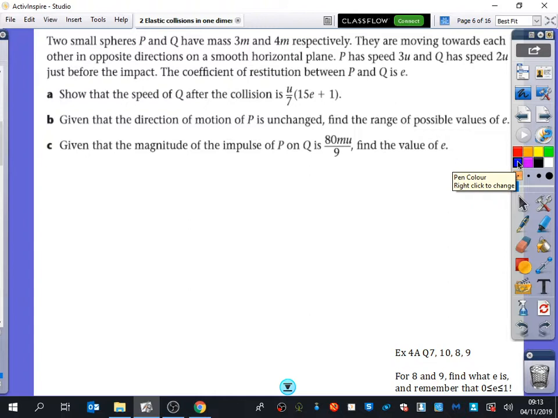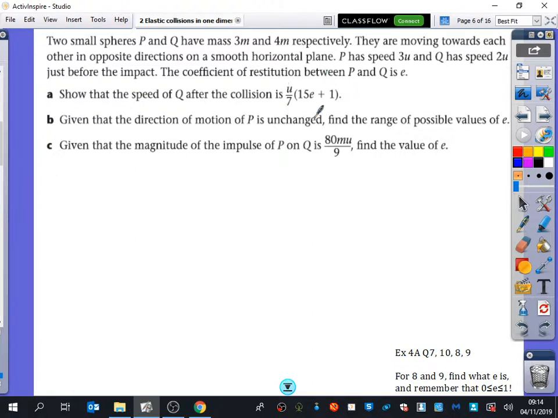Two small spheres P and Q have masses 3m and 4m respectively. They are moving towards each other in opposite directions on a smooth horizontal plane. P has speed 3u and Q has speed 2u just before the impact. The coefficient of restitution between P and Q is e. Show that the speed of Q after the collision is u over 7 brackets 15e plus 1.